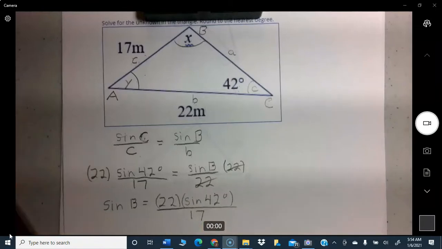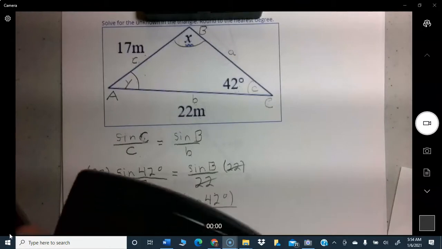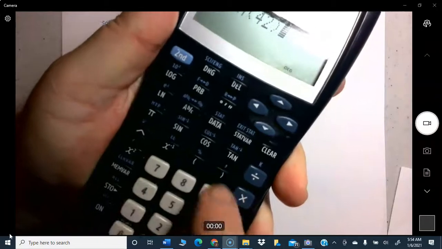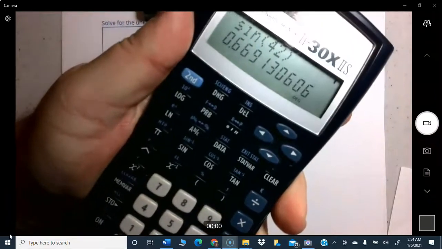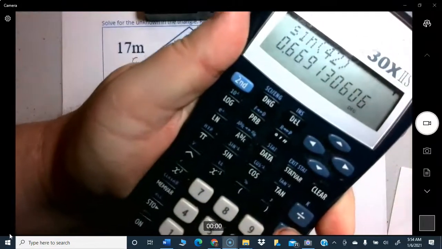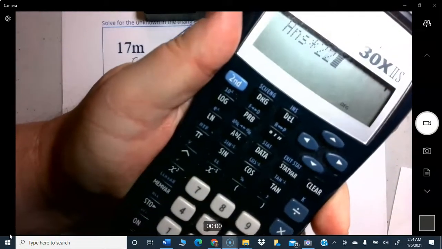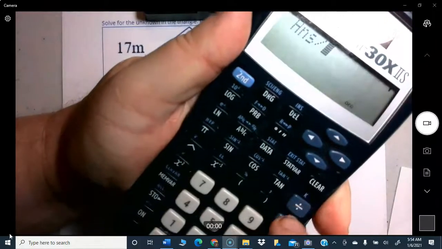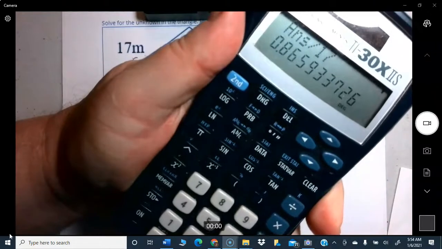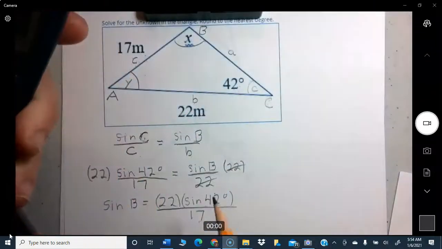Okay, so I'm going to go to my calculator and find the sine of 42. Okay, it gives me that number. Now I'm going to multiply that by 22. That gives me that number. Now I'm going to divide all that by 17. And that gives me that number, 0.08659.